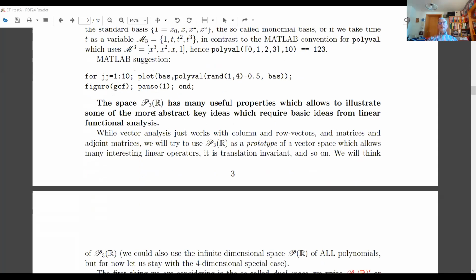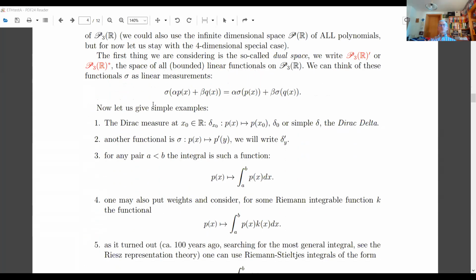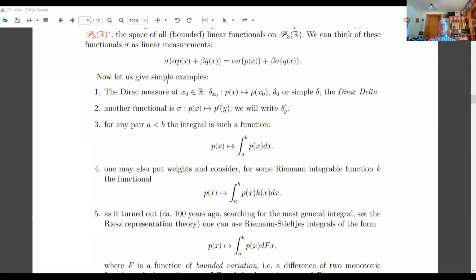Now, as we will need it for the further description, you will have a space which is translation invariant, so it makes perfect sense to talk about the mappings from cubic polynomials to cubic polynomials which are commuting with translation.